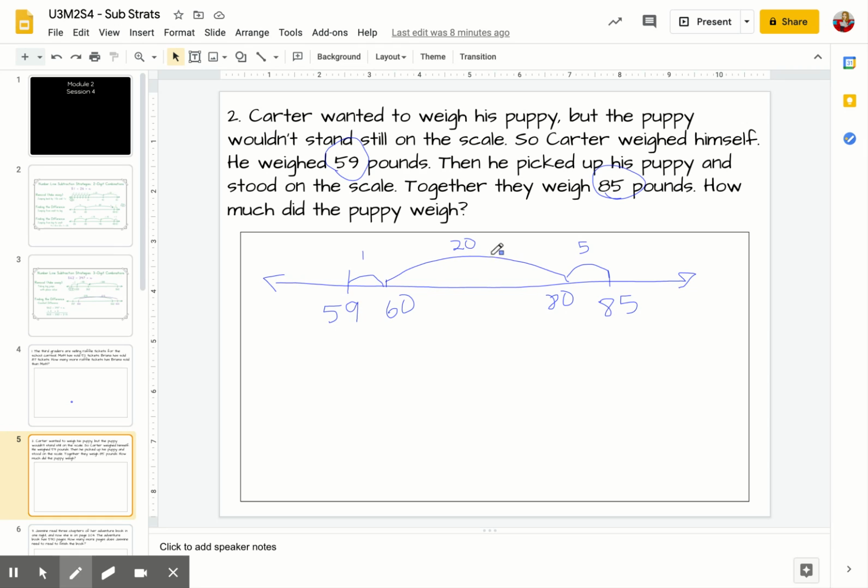And then I just add these up. So 1 plus 20 is 21, plus 5 is 26. So my problem, 85 minus 59 equals how much the puppy weighed. The puppy weighed 26 pounds. That sounds like a lot to me.